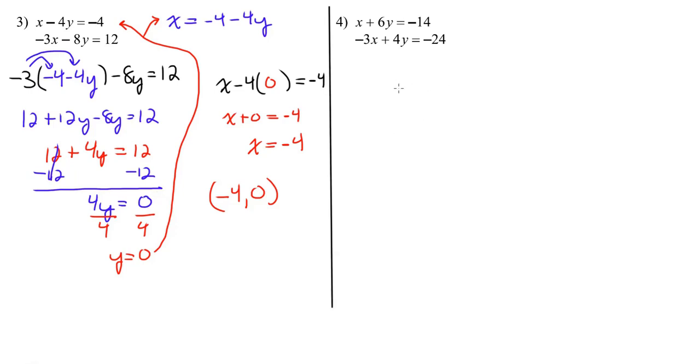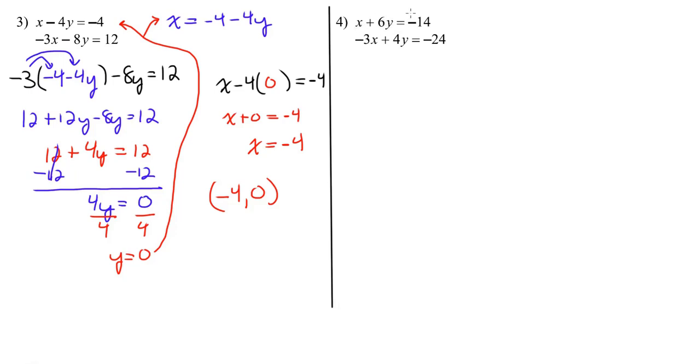Looking at example number 4, we see again neither one of these equations is solved for a variable. So we need to figure out which is going to be the easiest path for us to take. And we see that in this first equation, x already has a coefficient of 1. So the easiest path is going to be to solve this first equation for x.